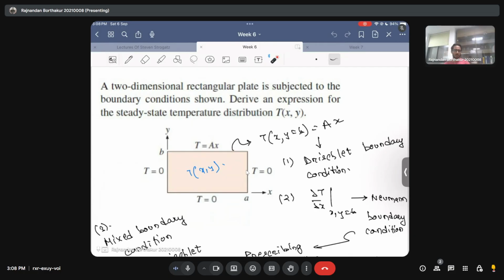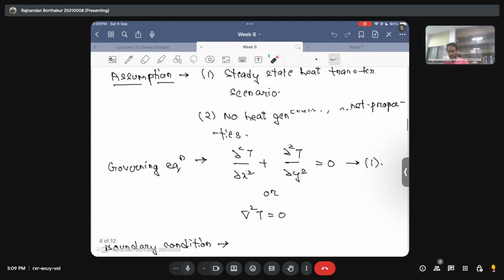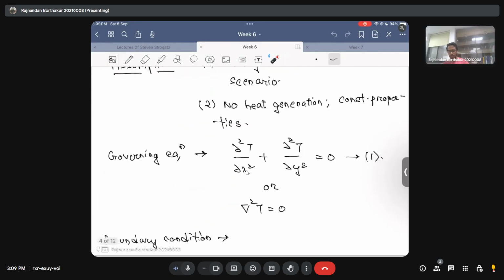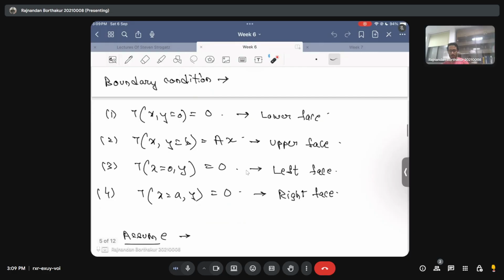Given this, we were asked to derive an expression for the steady state temperature distribution, which now will be a function of both x and y, because heat transfer can take place in the x direction and also in the y direction, because of the finite width of the plate, which was b. We solved the heat diffusion equation, which was nothing but a Laplacian equation subjected to certain boundary conditions.